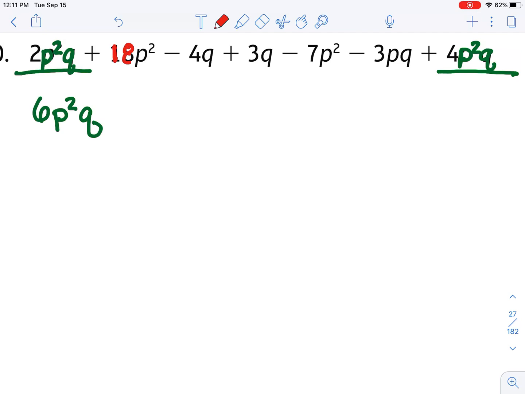Then I have 18p squared. Looking for any other p squareds, and I see one here. Make sure that we're taking this sign with our equation. 18 and 7, the bigger number is 18. It is going to be a positive number. 18 minus 7 gives us 11, and the p squared stay exactly the same.